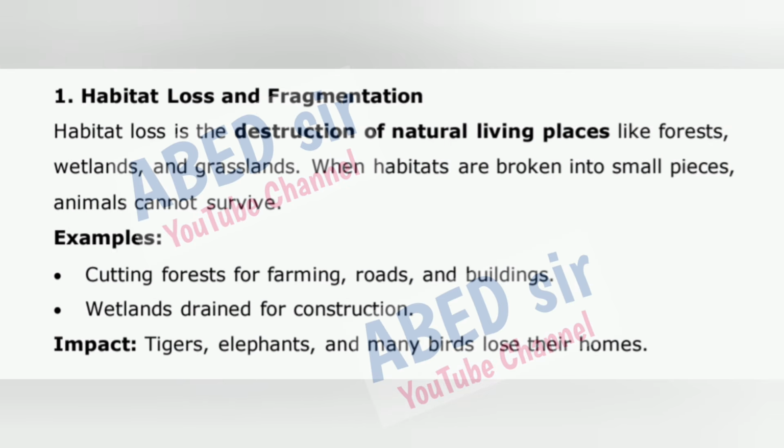1. Habitat loss and fragmentation. Habitat loss is the destruction of natural living places like forests, wetlands, and grasslands. When habitats are broken into small pieces, animals cannot survive. Examples: cutting forests for farming, roads, and buildings. Wetlands drained for construction. Impact: tigers, elephants, and many birds lose their homes.